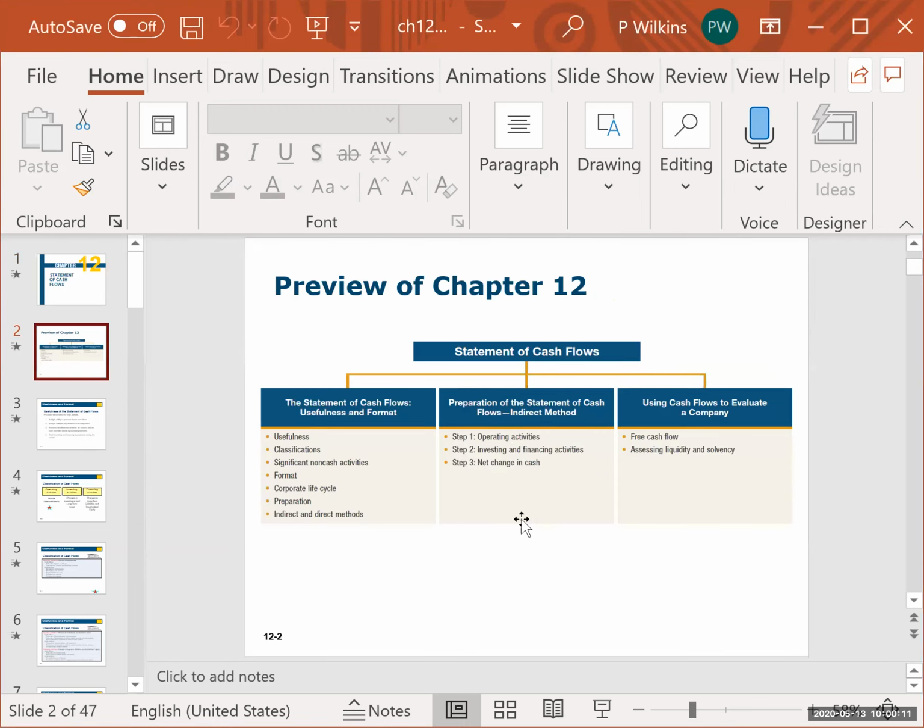So when you look at the statement of cash flows here, you'll see that it talks a little bit about the usefulness and the significance, and then it talks about the preparation of the cash flow statements. We are using the indirect method, and you'll see there's a step 1, a step 2, and a step 3, and we are doing step 1 only. We are not going to do the free cash flow or the liquidity and solvency piece.